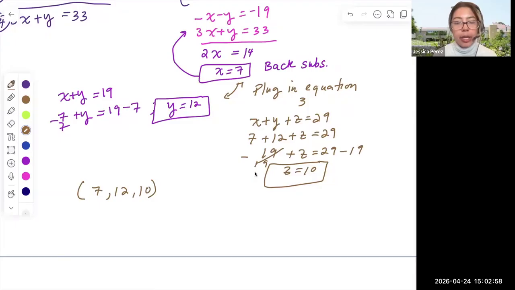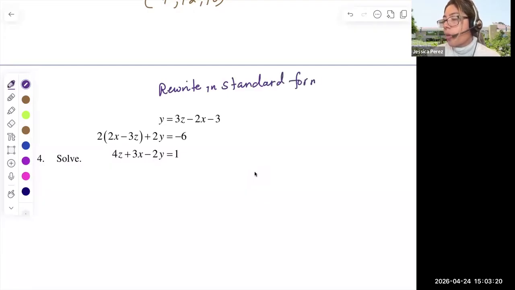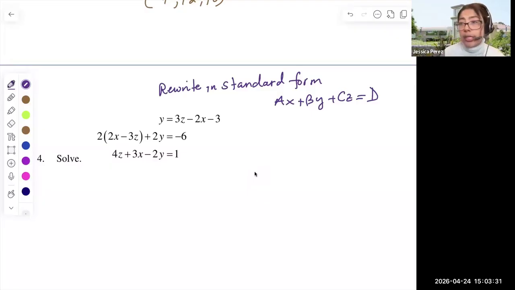Okay. All righty, so let's move on to the next question. Now, the next question looks a little bit different because it's not in the order we're used to seeing it. So the first thing we want to do is rewrite in standard form. What does that mean? If we're writing it in standard form, that means I want ax plus by plus cz equal d, where I want all of the variables on one side and all of the numbers, the constants, on the other. So what I'm going to do is bring everything to one single side.